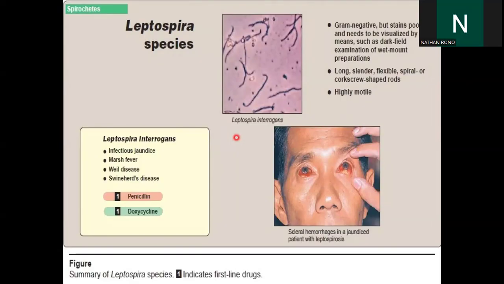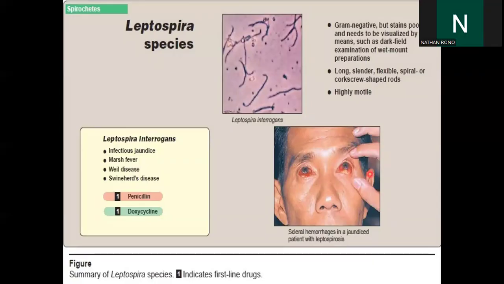How do we get leptospirosis? So the classic scenario is someone has gone to the beach, let's say, and they are going to develop some flu-like illness. Then after the flu-like illness, they are going to develop red eyes, as you can see here, scleral hemorrhages in a jaundiced patient. I'm going to explain. So they're going to get these red eyes and jaundice. When you see that in an exam, you'll know that this is Leptospira.